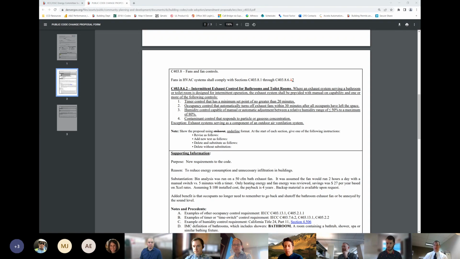I guess the question would be, does it matter if it's a manual on or an automatic on? In the charging language of the first sentence, it says the exhaust system shall be provided with manual on capability and one or more of the following. So maybe that manual on capability is that. Well, I do see the advantage of that. In the example you used, Mike, I do see the value of that. And how about if number 2 was modified slightly, that said occupancy control that automatically turns on and then off?